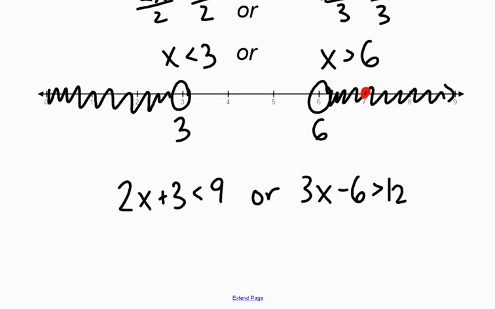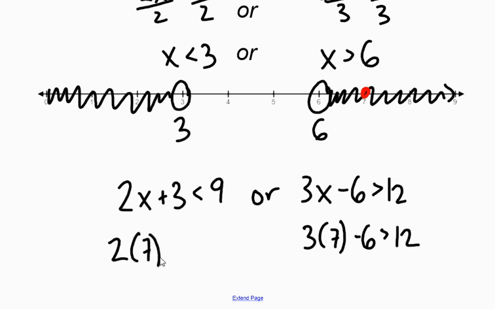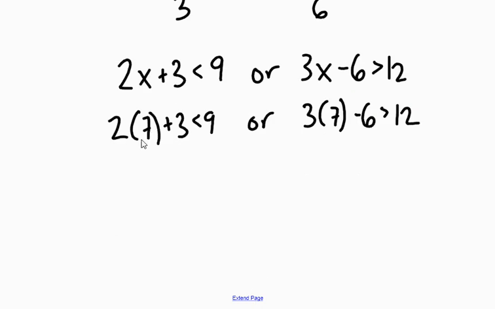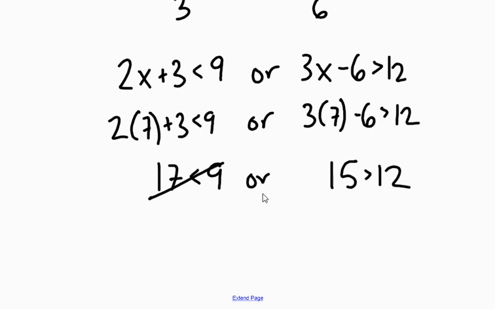If I put it into the right one and the left one, and then check them both, I end up with what? 14 plus 3 is 17. I get 17 is less than 9, or over here 3 times 7 is 21. 21 minus 6 is 15. I get 15 is greater than 12. So I have 17 is less than 9. That's certainly not true. Or 15 is greater than 12. That one's true. As long as one of them is true in an or statement, I'm good.